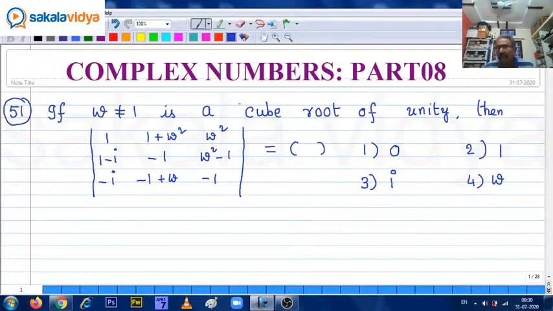Unless it is mentioned, sometimes omega may be another complex number also. But in general, that is the cube root of unity. Other than that is the imaginary cube root of unity.